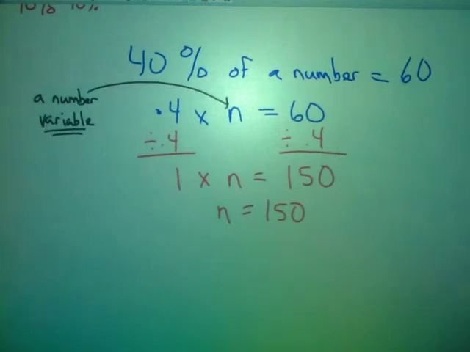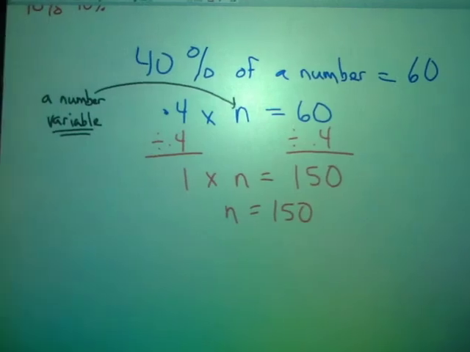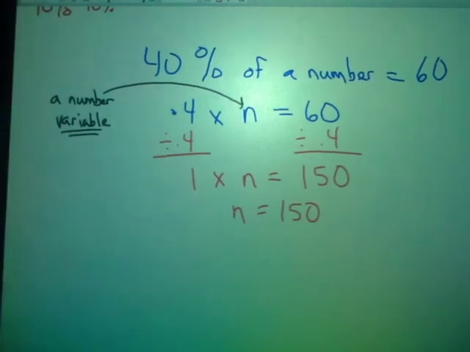So now down below I have 1 times N equals 150. Well, 1 times any number is going to be that number, so N is going to equal 150. This is the way that I would really prefer that you do this. If it works for you, that's great.